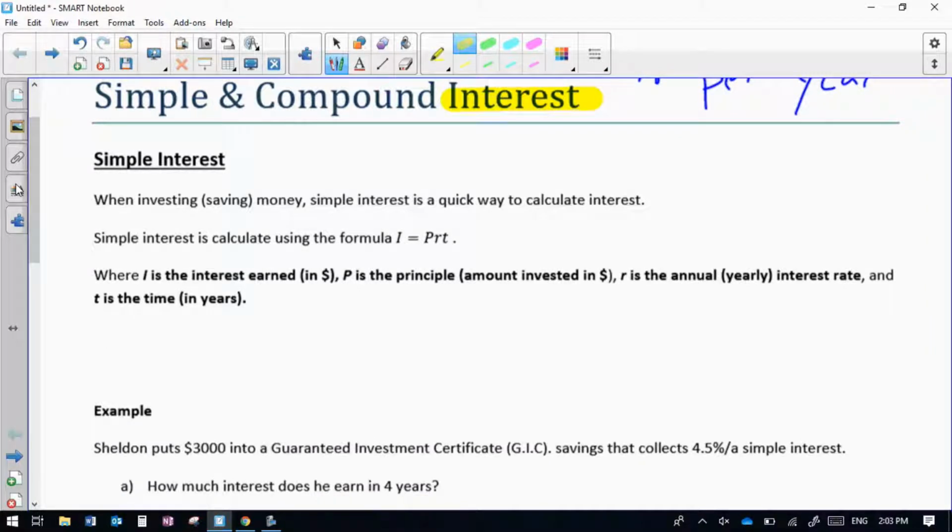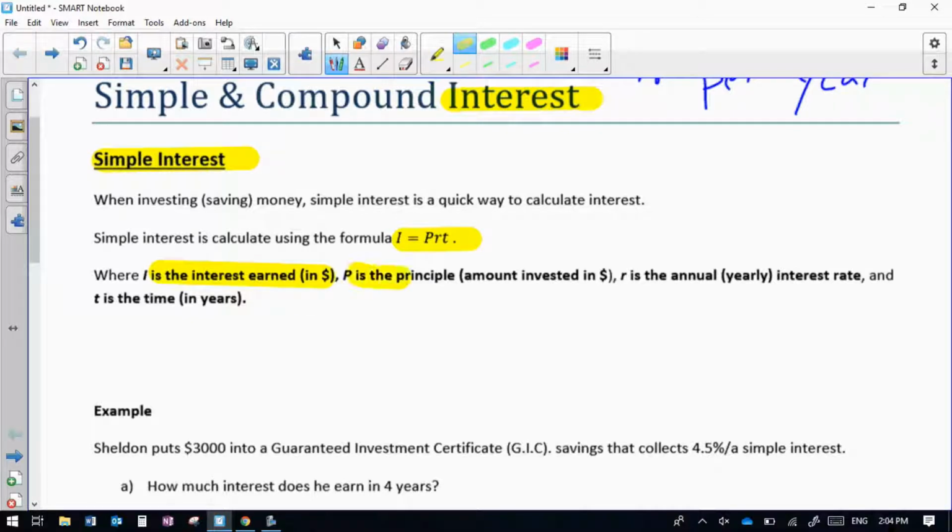So to start with, when we look at interest calculations, we really need to start with something called simple interest. Simple interest is a quick way to calculate interest, and it's basically how you would calculate interest if you didn't know anything else about interest. It's done using the formula I equals P times R times T, where I is the interest earned in dollars.